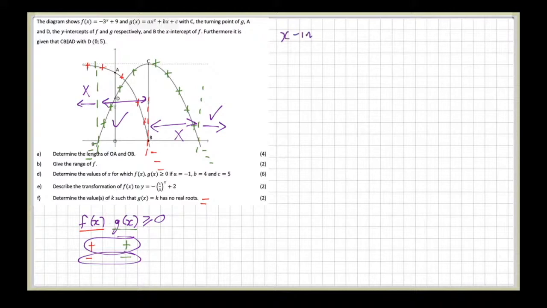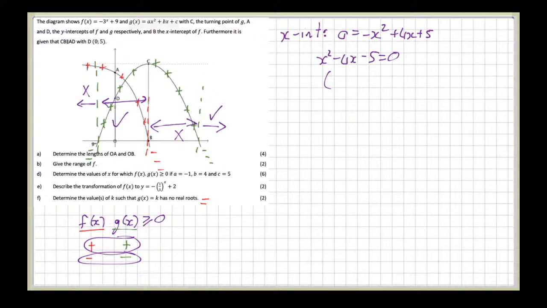So if I get the x-intercepts, so 0 equal to negative x squared plus 4x plus 5. So in other words, x squared minus 4x minus 5 equal to 0. Oh, sorry, what are you doing? That must be a negative. You see, if I'm in a hurry, I even make mistakes.